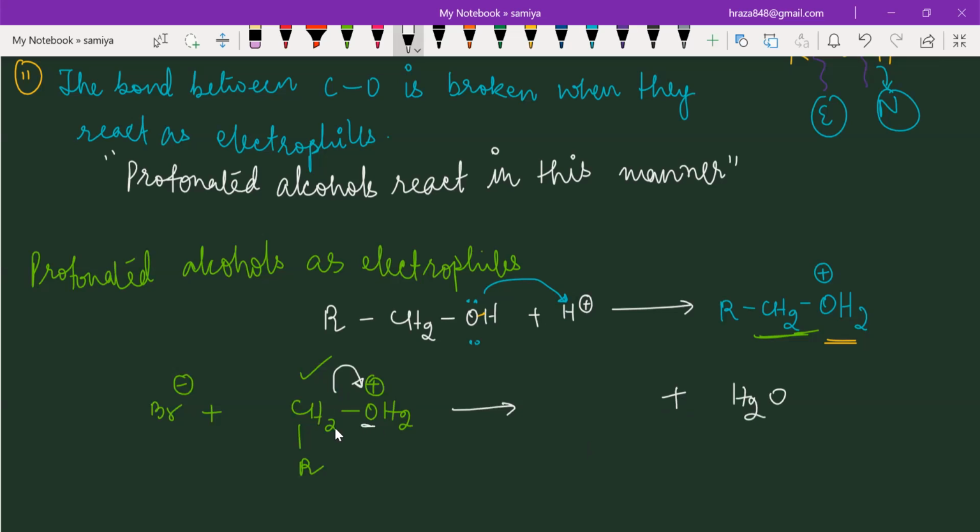Now when oxygen takes electrons from carbon, this carbon will have a deficiency of electrons. To stabilize it, this bromide, which has a negative charge, that means it is an electron-rich species, will attack this carbon, and there will be a bond formation of BrCH2R. So you can see in this way, alcohol can act as an electrophile, and only protonated alcohols will act as electrophiles. Please write it.